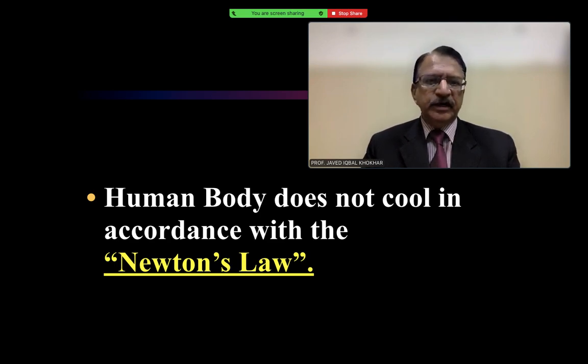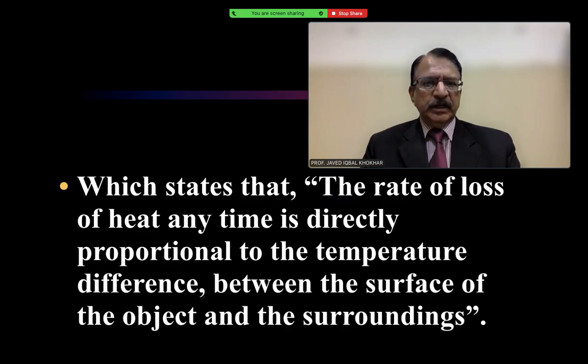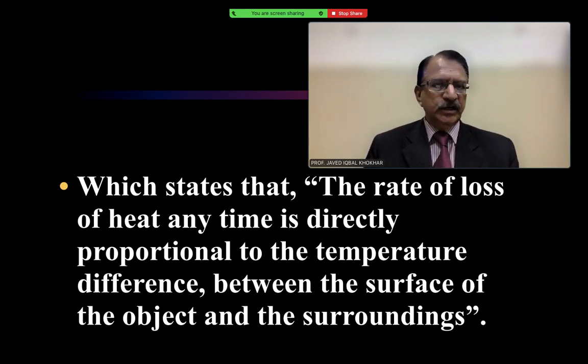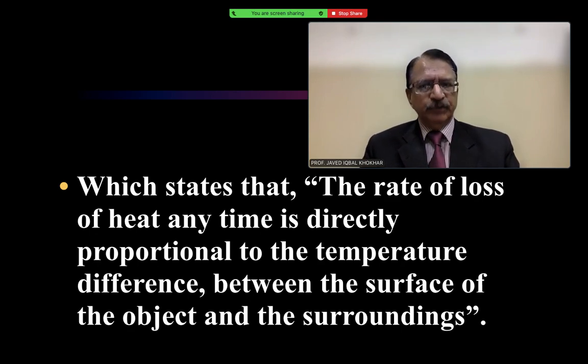The human body does not cool in accordance with Newton's law. Newton's law is the cooling curve for an inanimate or metallic object. Newton's law states that the rate of loss of heat at any time is directly proportional to the temperature difference between the surface of the object and the surroundings. So it's a gradient, the loss from the body to the environment is proportionate to the temperature difference.